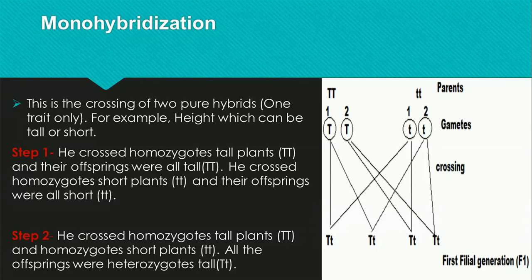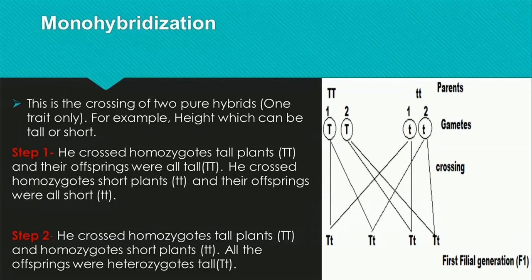All right. Now step 2, he crossed homozygote tall plants, capital TT, with a short homozygote plant, and then all these children or offsprings were all heterozygote tall. Hetero means different genes, and the different genes must not be in two different alphabet letters, must be the same letter. One is capital and one is small. So this is how to write heterozygous tall.